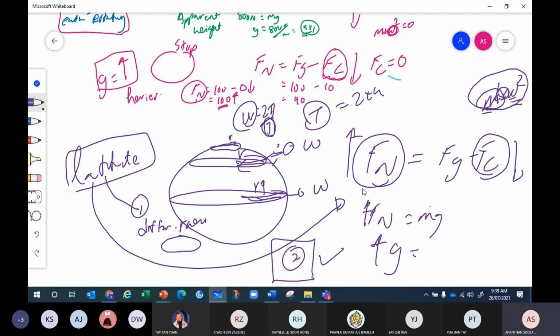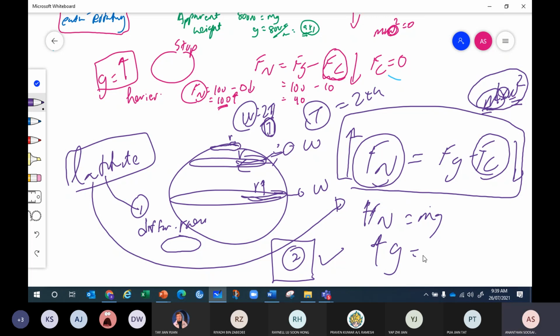Okay. So in the exam, if they ask how latitude affects gravity, you just show this equation: Fn equals Fg minus Fc. Close to the North Pole, the Fc decreases because it is proportional to R, smaller R close to the North Pole. So Fn is greater, so greater gravity.